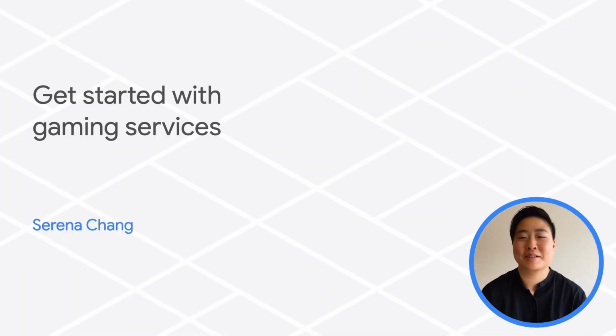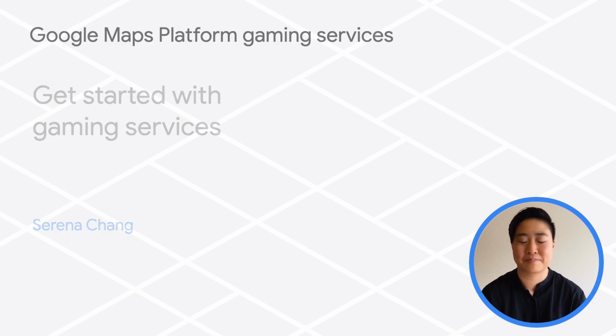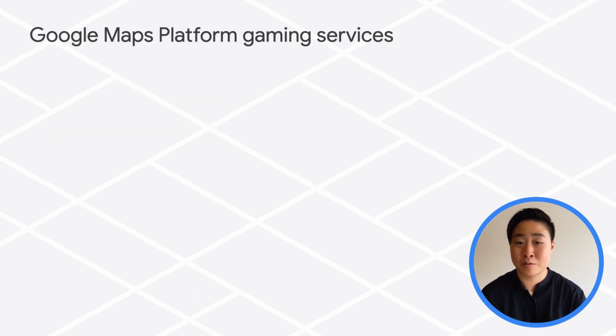Today, we're excited to announce that the Google Maps Platform gaming services is generally available for all developers. In the next few minutes, I'll introduce you to the services and walk you through how to get started building your very first real-world game in Unity. The gaming services have two core components, the Playable Locations API and the Maps SDK for Unity.